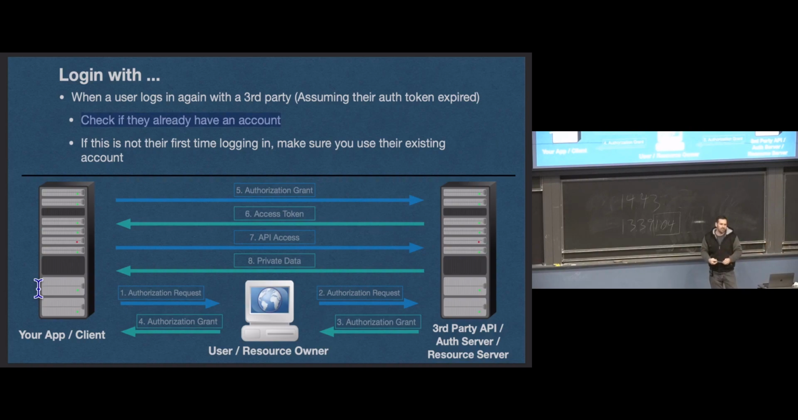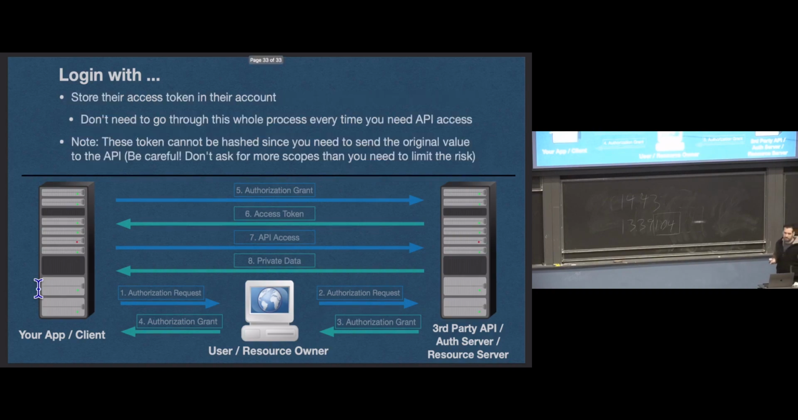If they've already logged in before using that third party, then use their existing account, which I guess we'd end up replacing all the values anyway. You're going to generate a new auth token. You just got a new access token. I guess in this specific case, it wouldn't harm anything. But you should use their existing account in the real world for sure. And store their access token.